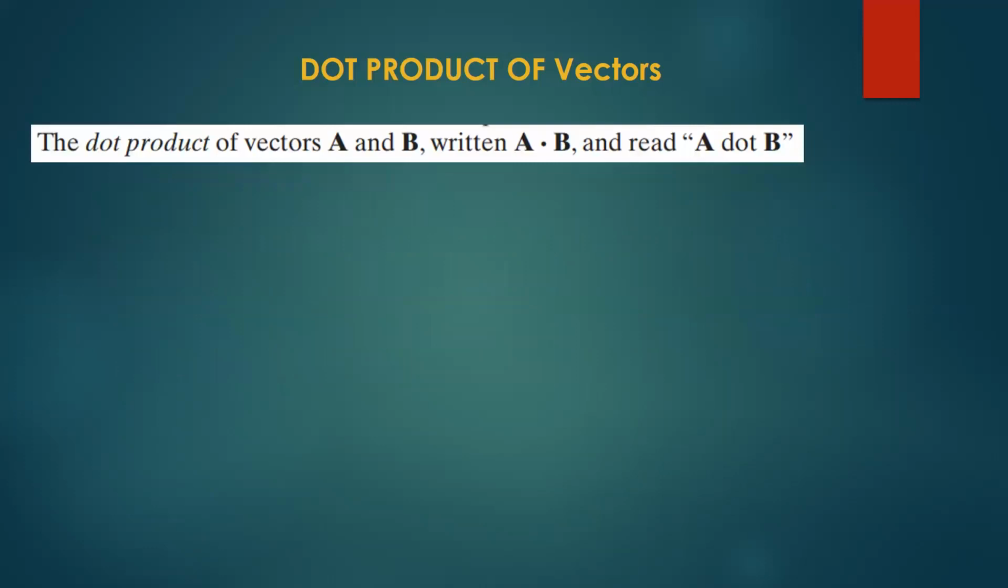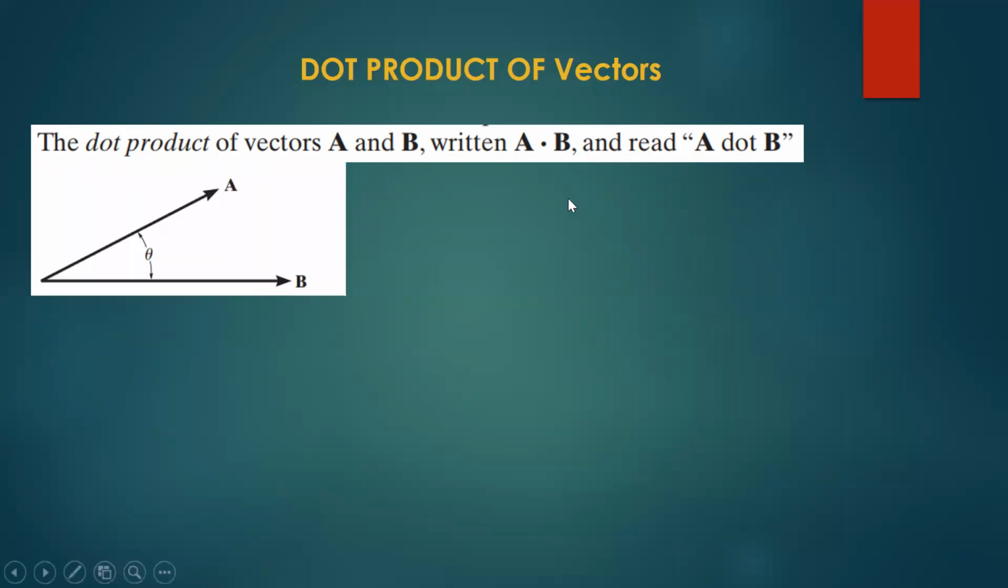All right. So the dot product of A and B can be written as A dot B and be read as A dot B. Sorry for that. I got choked. Okay.